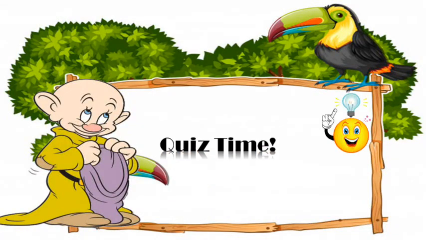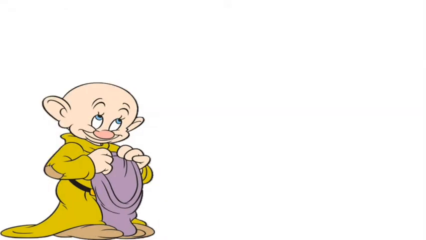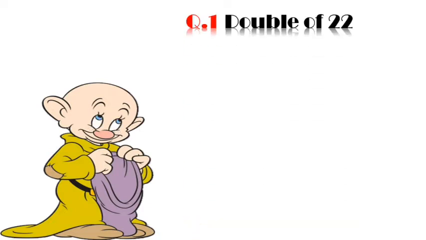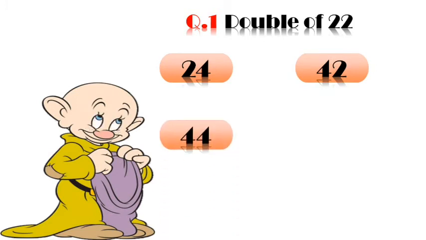Quiz time. Can you help this cute little dwarf to choose the correct answer? Yes, we can help, right? Question number 1. Double of 22. So here are the answers. 24, 42, 44, 34. Which is the correct answer from here? Yes, 44. The double of 22 is 44.